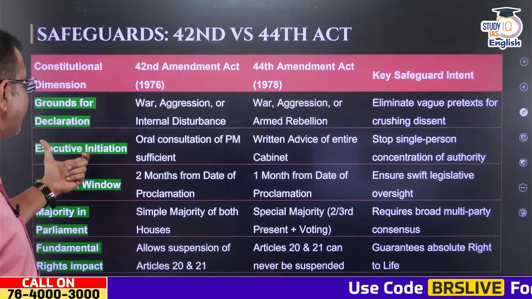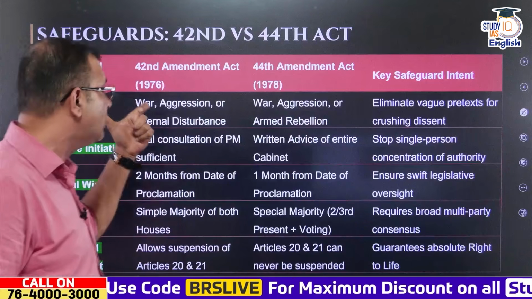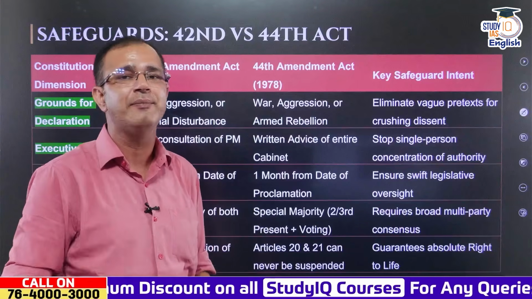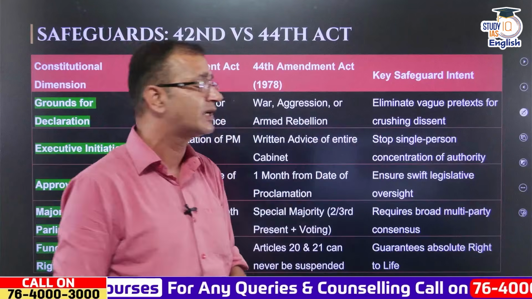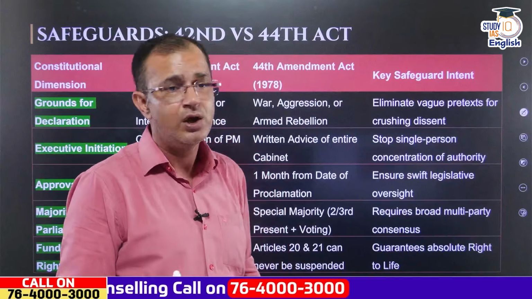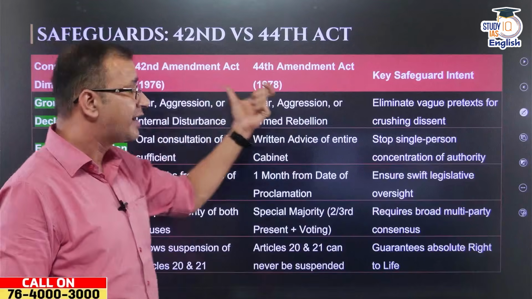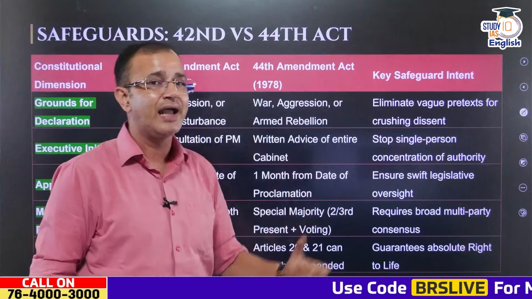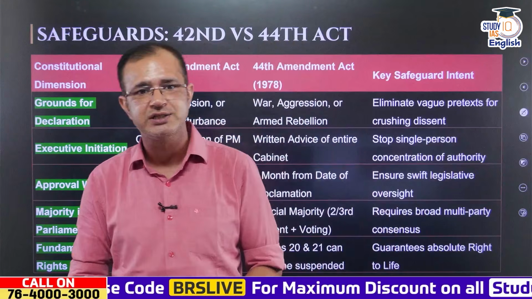Now, there is also executive initiation, where before the 44th Amendment Act, just the oral consultation of the Prime Minister was sufficient. But later on, it was changed so that the written advice of the entire cabinet is required for the proclamation of the national emergency. And this has stopped the single person concentration of authority for declaration of the national emergency. Now, the approval before the 44th Amendment was 2 months from the date of proclamation. This was changed by the 44th Amendment Act to 1 month from the date of proclamation, and it ensured that there is swift legislative oversight when it comes to the national emergency as well.